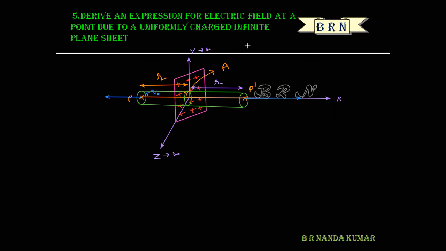And what is the direction of the normal? That is also very important here. Here the direction is away from the sheet. What is the meaning of normal? Normal is imaginary, perpendicular to the given surface, and it is always directed outwards. So here also the normal is directed outwards, right?